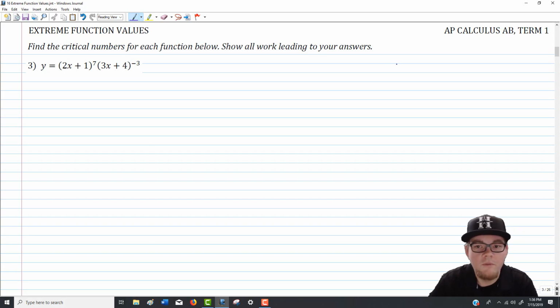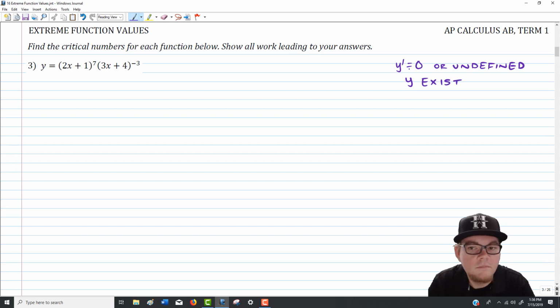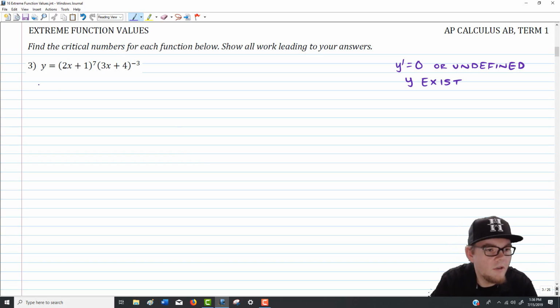So naturally, as we mentioned before, what we want is y prime to be equal to 0 or undefined, as well as y existing. So we need the function to exist at each critical number, and we also need to find where the derivative is 0 or undefined. So in looking in here, first and foremost, we need to calculate the derivative. So I will be kind here a little bit. We need to use the product rule first.